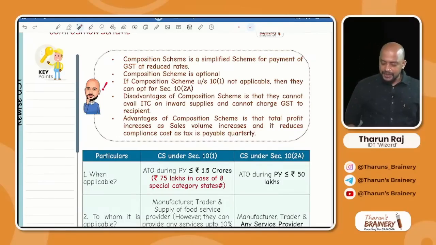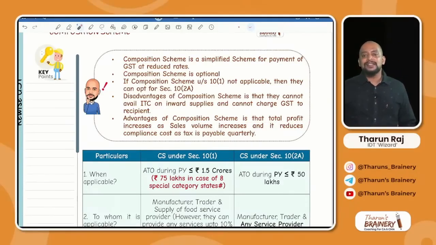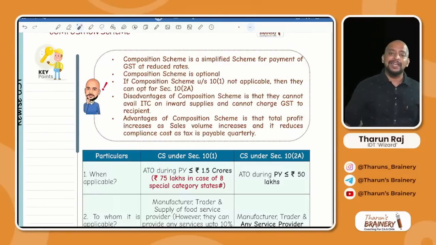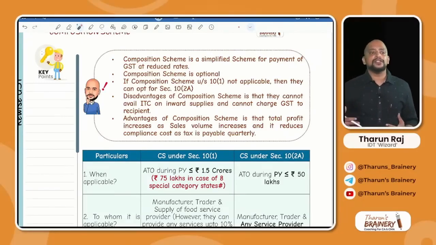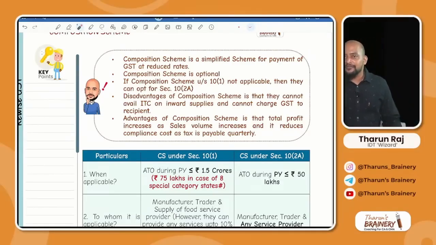The advantage of composition scheme is that total profit increases, because the sales volume will increase. How does the sales volume increase? I am under composition scheme, so I will not be charging GST to my customer. When I am not charging GST, the customer will prefer me over another person who is charging GST. For example, there are two shops. Shop A is not charging GST to you, and shop B is charging GST to you. Same product, no change in that. Definitely you will go and buy from shop A, because they are not charging GST, so the sales volume will increase. When the sales volume increases, automatically the total profit increases, even though the profit per unit is less.